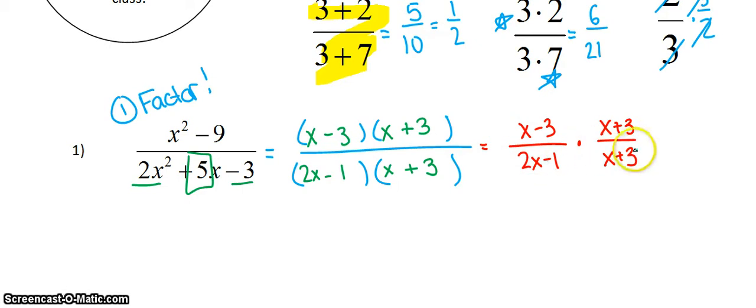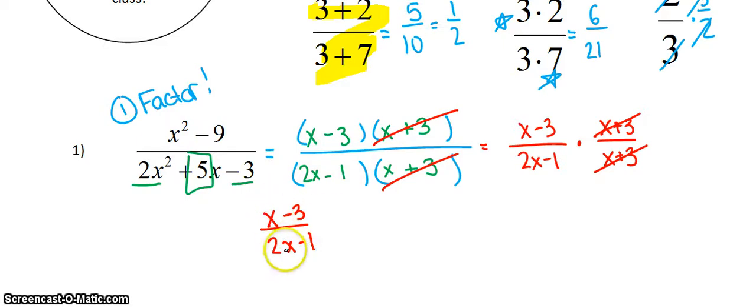I just separated it. And what's x plus 3 divided by x plus 3? Well, what's 3 divided by 3? Anything divided by itself is 1. So you can cancel that common factor of x plus 3, or I could have done it here. So our final answer is x minus 3 over 2x minus 1.